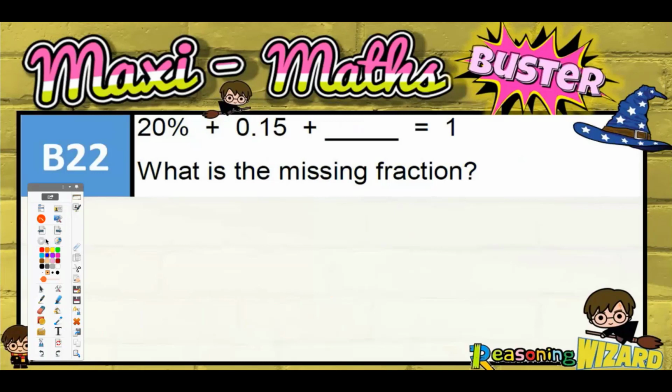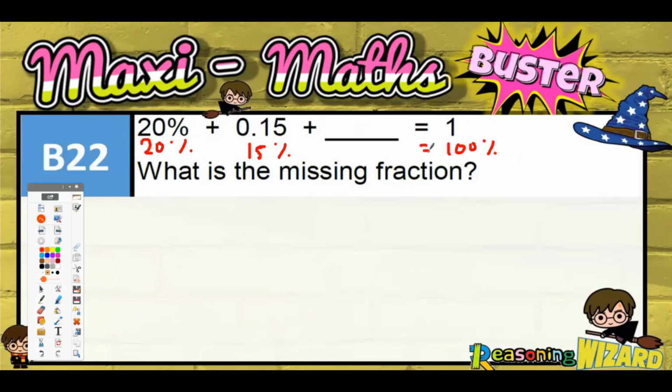Question 22: 20% plus 0.15 plus something equals 1 whole one. What is the missing fraction? Now, what I'm going to do is make this all into percentages first. So we've got 20%, that's already a percentage. 0.15 would be just 15%, that's pretty easy. And 1 whole one would be 100%.